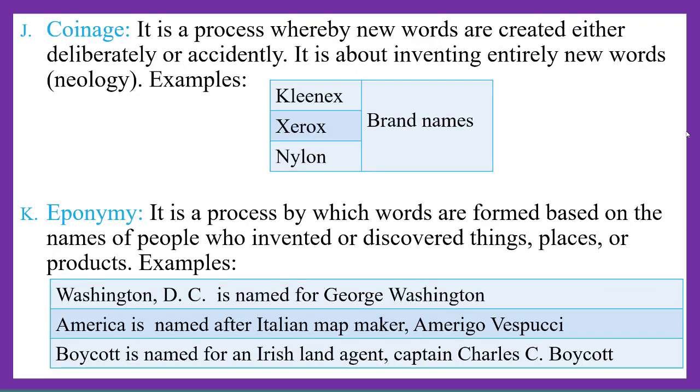We have coinage. It is a process whereby new words are created either deliberately or accidentally. It is about inventing entirely new words, like knowledge. Okay, so for example, here Kleenex is a new word. It's a brand name, Xerox, Nylon. Okay, so these words are used in technology, in science, in medicine, etc.